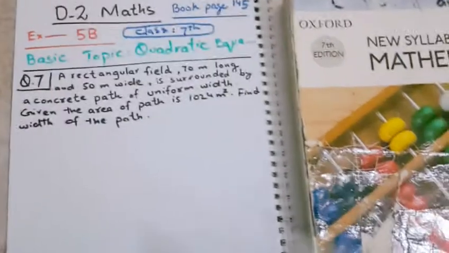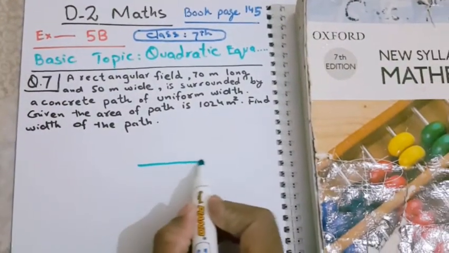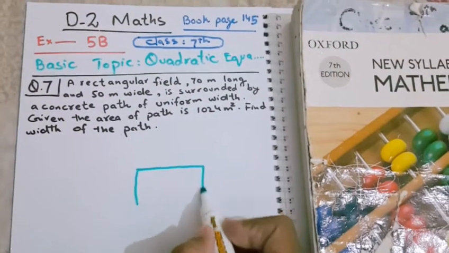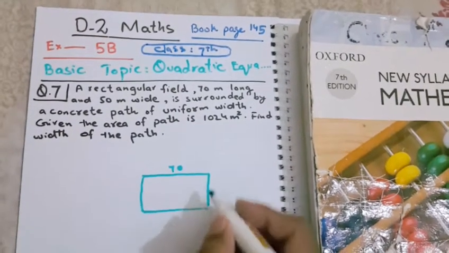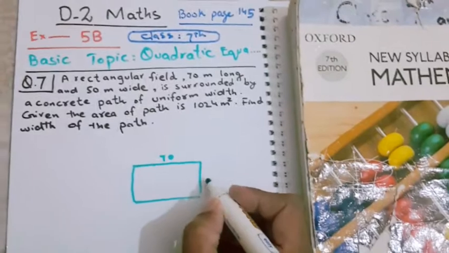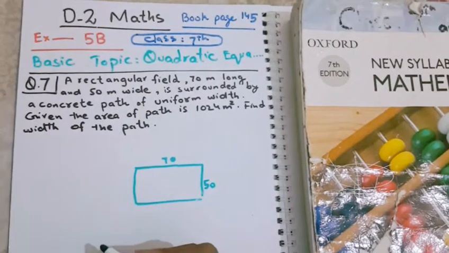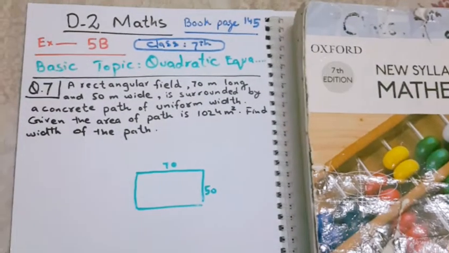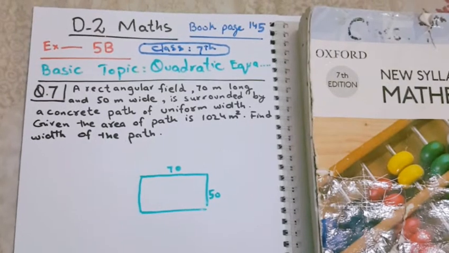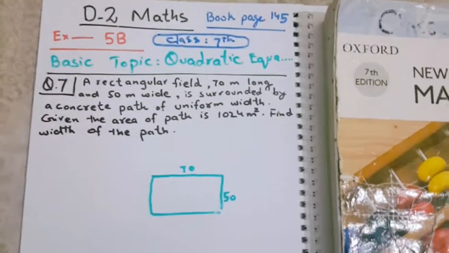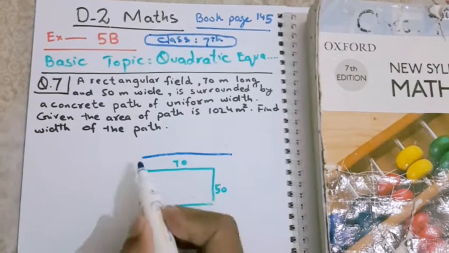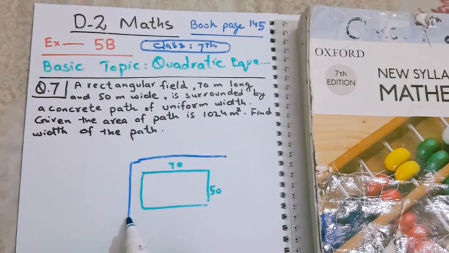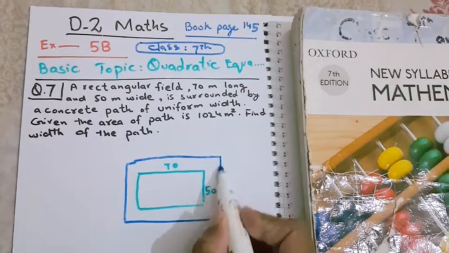Suppose that this is a rectangular field. Its length is 70 meters and its width is 50 meters. And it is said in the question that it is surrounded by a path of uniform width. Suppose this is the path which is surrounding this rectangular field.